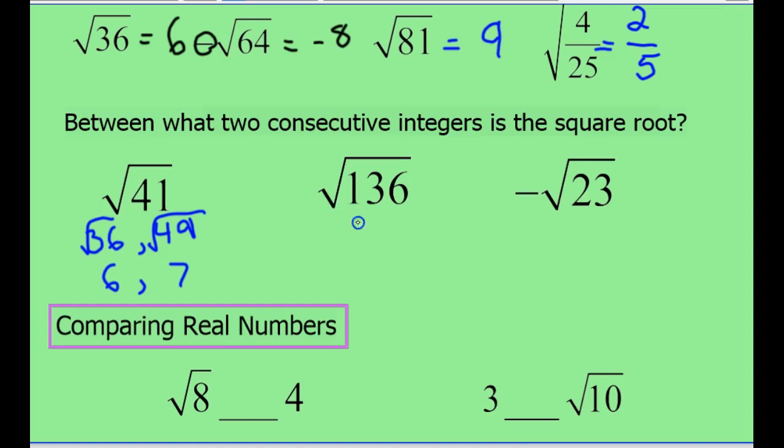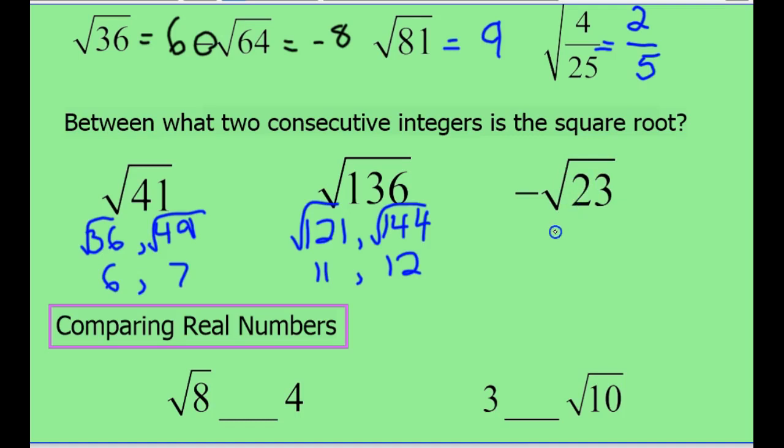Here we know that the perfect square below 136 is 121, and we know that the one above it is 144. The square root of 121 is 11, and the square root of 144 is 12. So it's somewhere between 11 and 12.